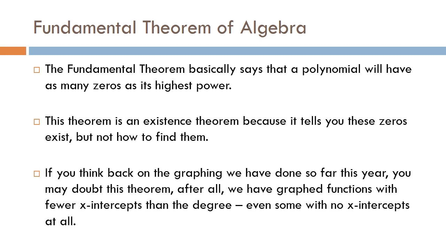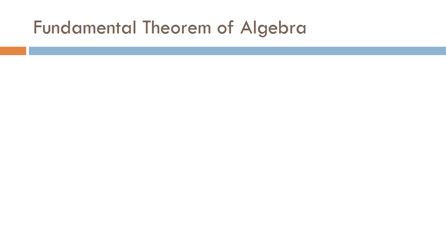If you think back on the graphing we've done so far, you may doubt this. I mean, we'll graph something with a degree of 5 and it only has 3 x-intercepts. Or maybe even none. Well, a degree of 5 would have to have at least 1. But you don't see all of these intercepts that it supposedly has. Well, let's explore the reason for that.